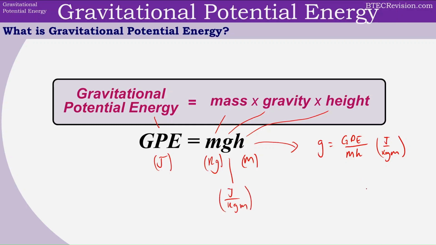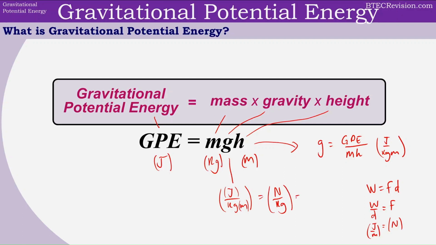And if you remember our equation for work done, which is force times distance moved, rearranging this for work over distance equals force. Looking at the units, that's newtons equals joules per meter. So we can replace joules per meter here with newtons per kilogram, which is also another unit for gravity.